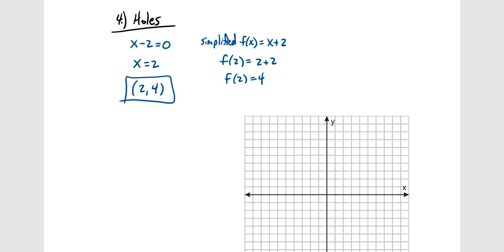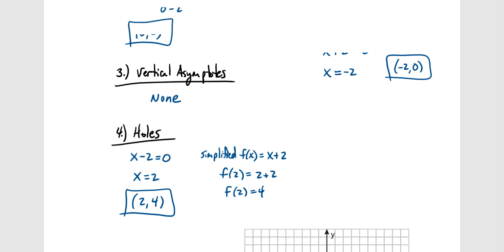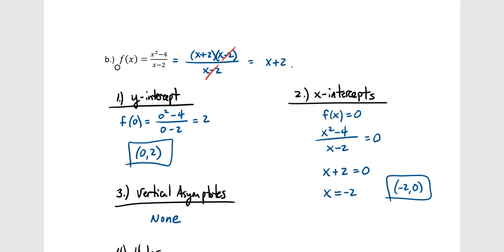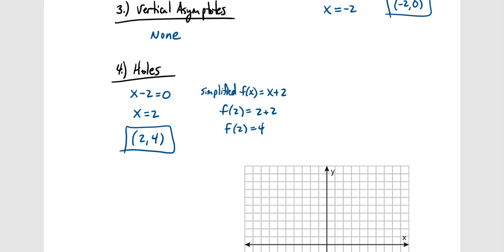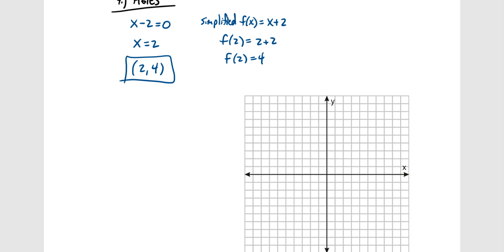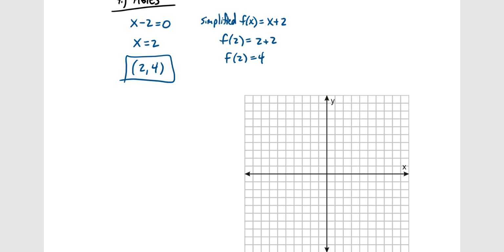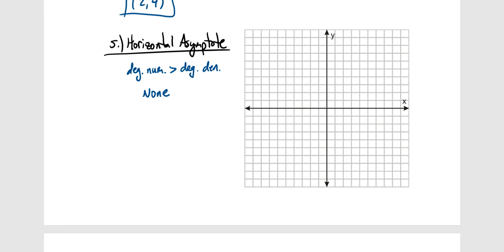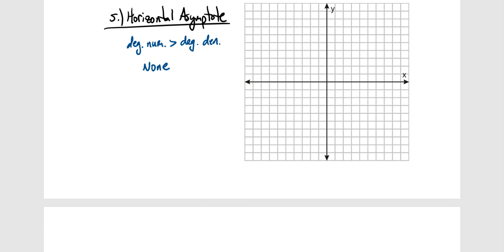And for the horizontal asymptote, we have to take a look at the degree in the numerator and the degree in the denominator. The degree of the numerator is 2, the degree in the denominator is 1, so the degree in the numerator is larger, so there's no horizontal asymptote. And lastly, for the slant asymptote, there could be a slant asymptote.